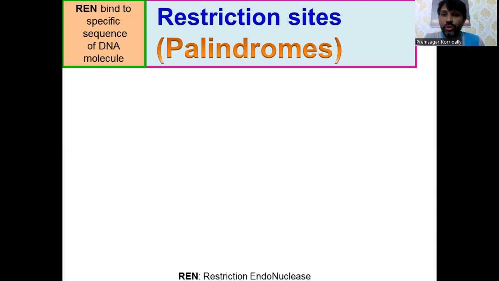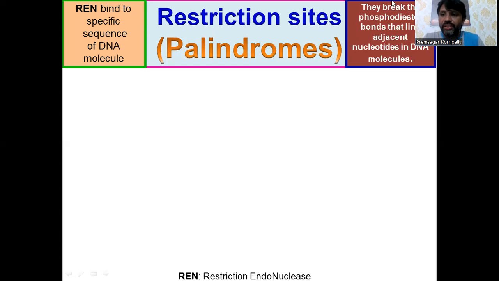So in today's lecture, we'll talk about properties. An important feature of a restriction site is that it is a palindrome. Restriction sites are palindromes. Palindrome means when you read from backward or forward, it sounds the same. So this is what we will discuss in today's lecture.